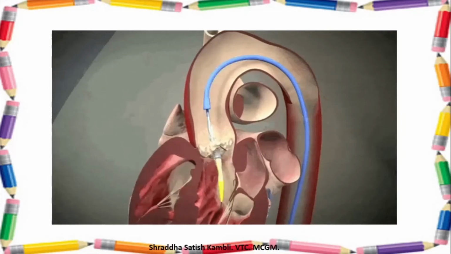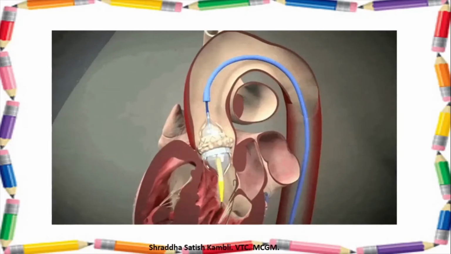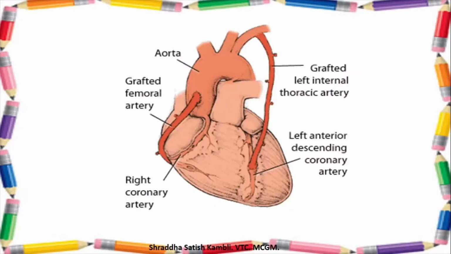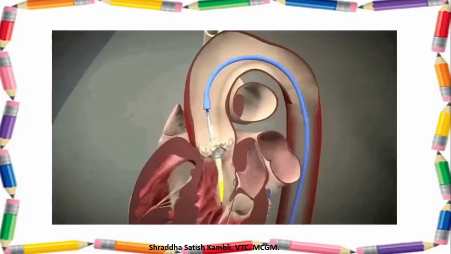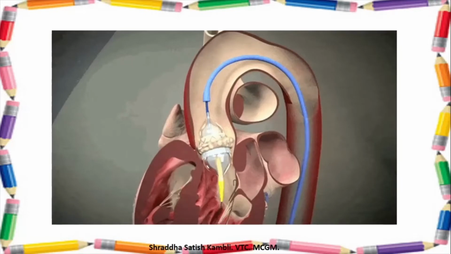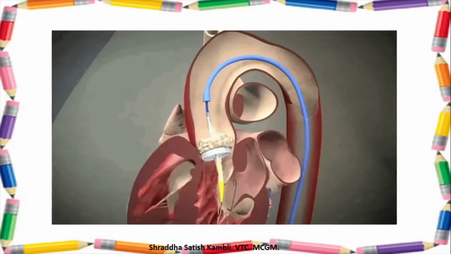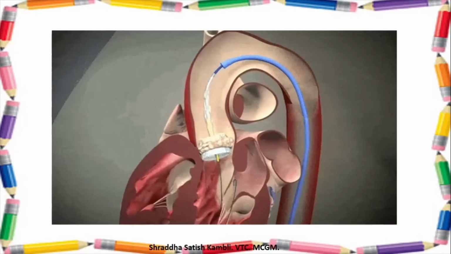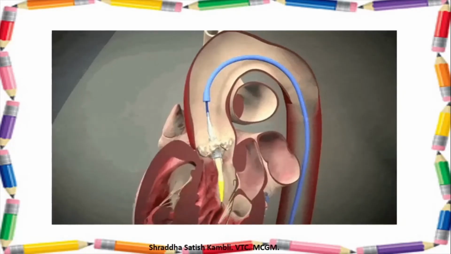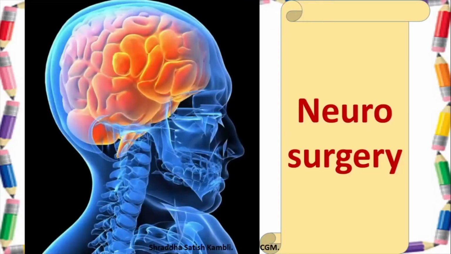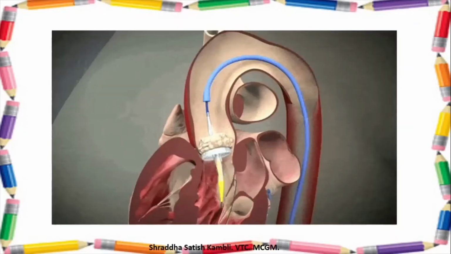Sometimes there are certain problems with the valves in your heart. I showed you the valves here. See, these are some valves in your heart. So all these open pipe kind of things are the valves. So if there is any problem in any of the valves, see here also there is a problem in the valve, they're trying to solve it. So this is called heart surgery or cardiac surgery.